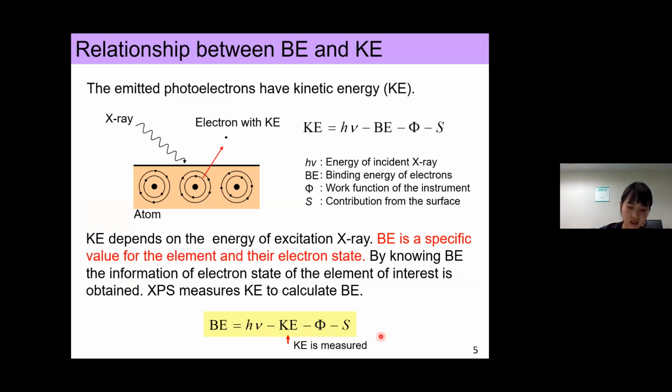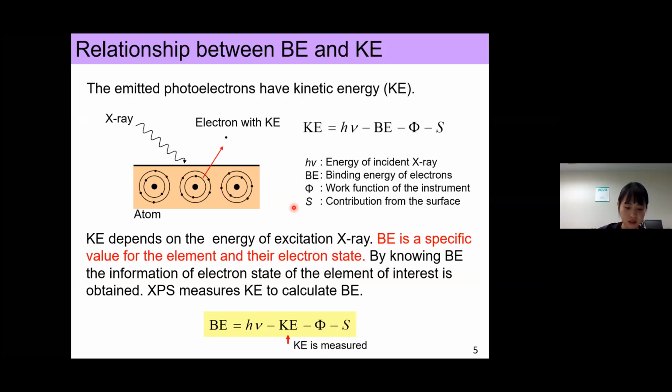Although the parameter of interest is BE, XPS measures kinetic energy. The photoelectron has kinetic energy, which can be described by this equation. Here, hν is the energy of the incident X-ray, BE is the binding energy of electrons, φ is the work function of the instrument, and S is the contribution from the surface.